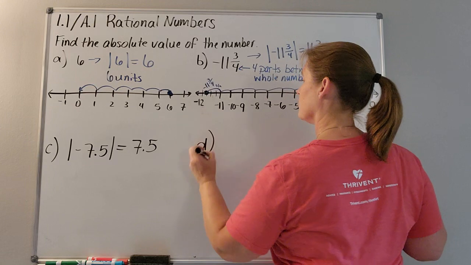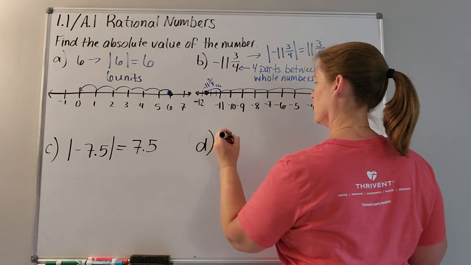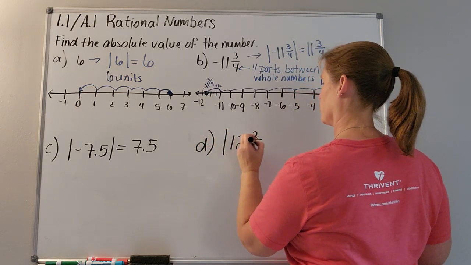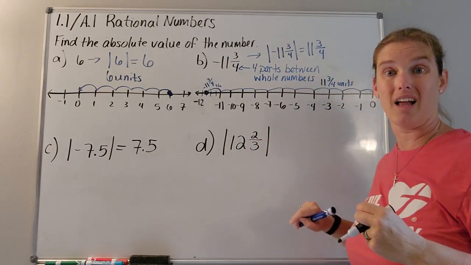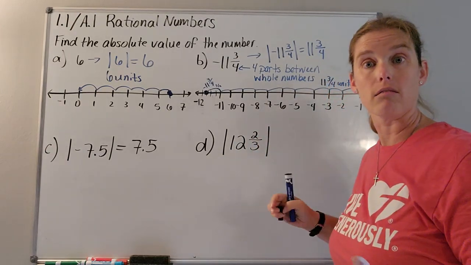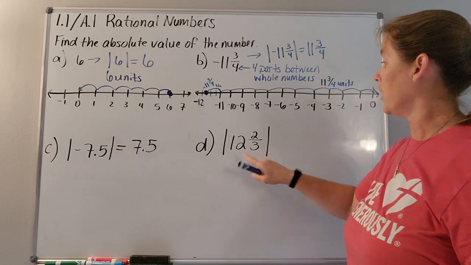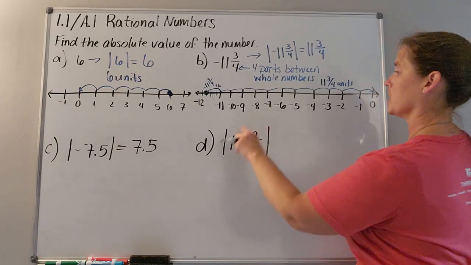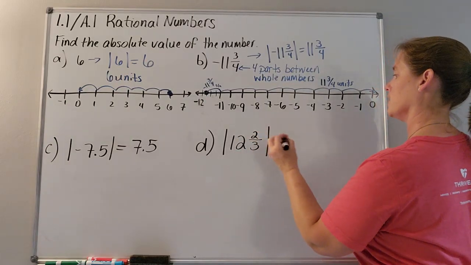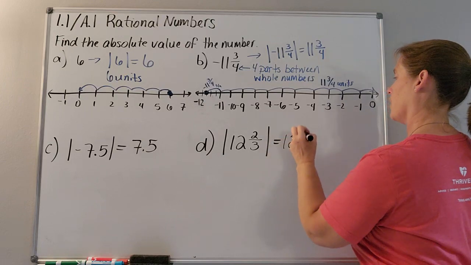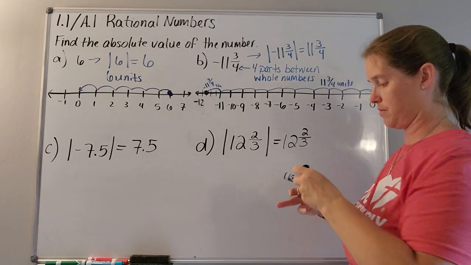What is the absolute value of 12 2/3? Do I really need to draw that all out on a number line? No, not if you don't want to. Say, I know it's a distance, and it's always just the numbers part of whatever's in the absolute value symbol. So 12 2/3.